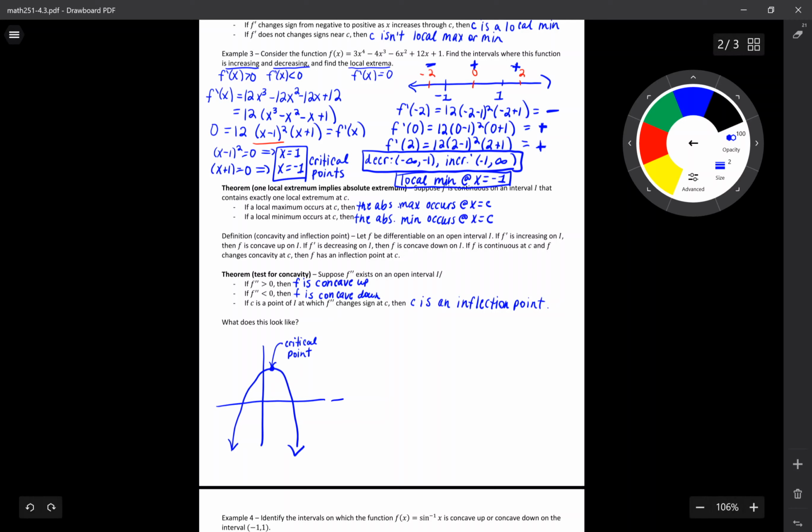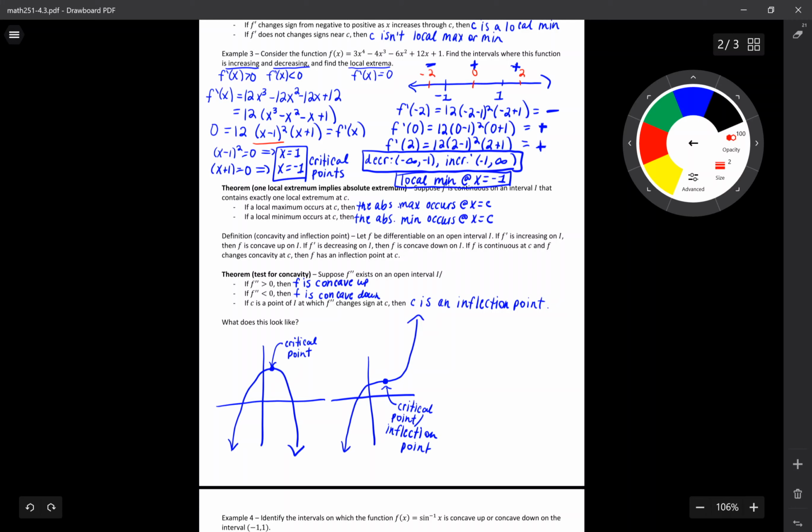What about something like this? So here, we don't have a local max or a local min, right? Because we're going down forever and up forever. But still, this point right here is our critical point. If we took the derivative and set it equal to 0, we would find this as our critical point. And it's also our inflection point. That's because it changes concavity here.